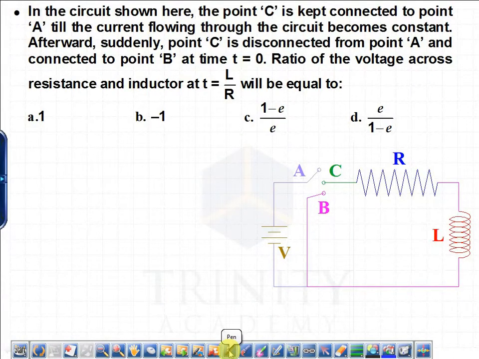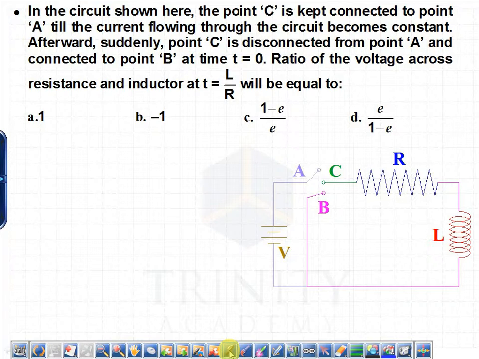In the circuit shown here, the point C is kept connected to point A till the current flowing through the circuit becomes constant. Afterward, suddenly, point C is disconnected from point A and connected to point B at time t equal to 0. The ratio of the voltage across the resistance and the inductor at time t equal to L by R will be equal to.